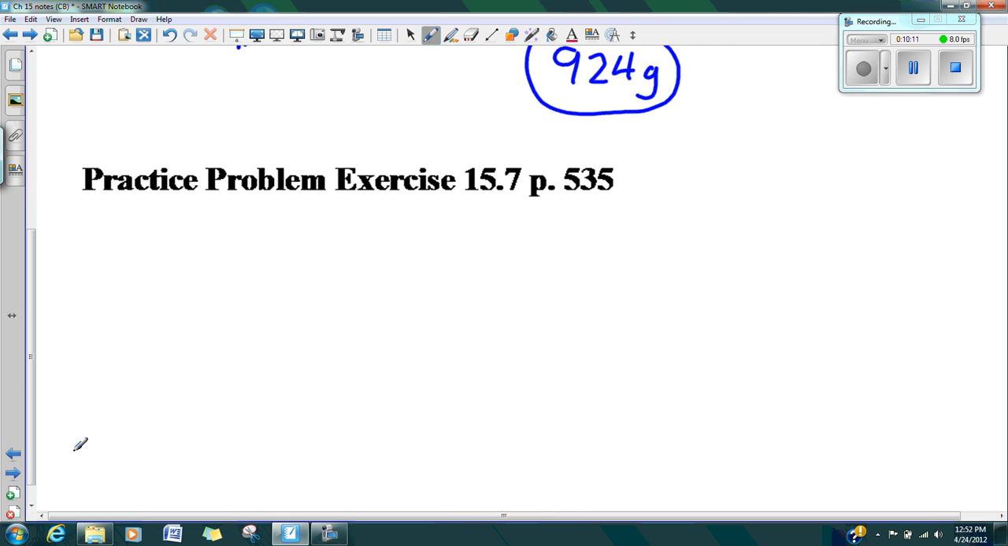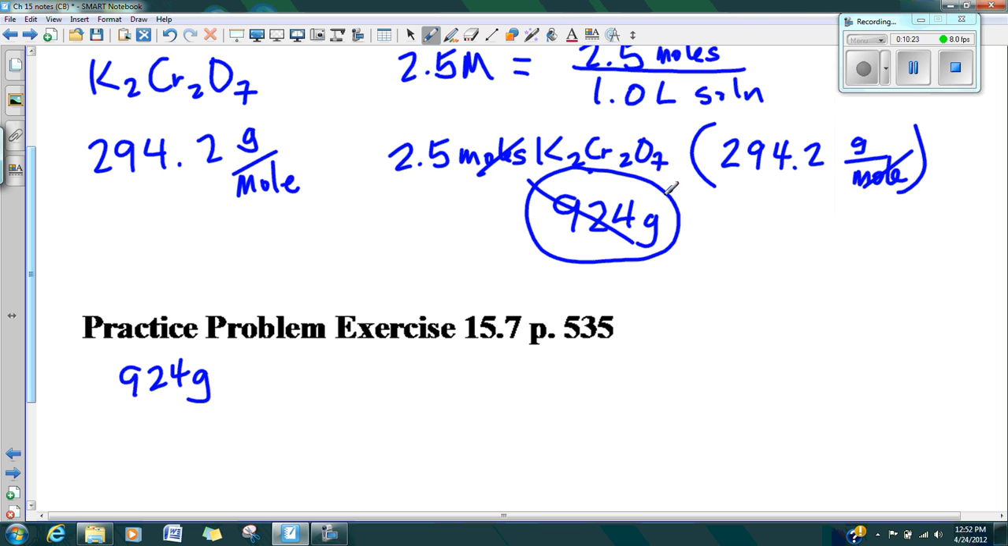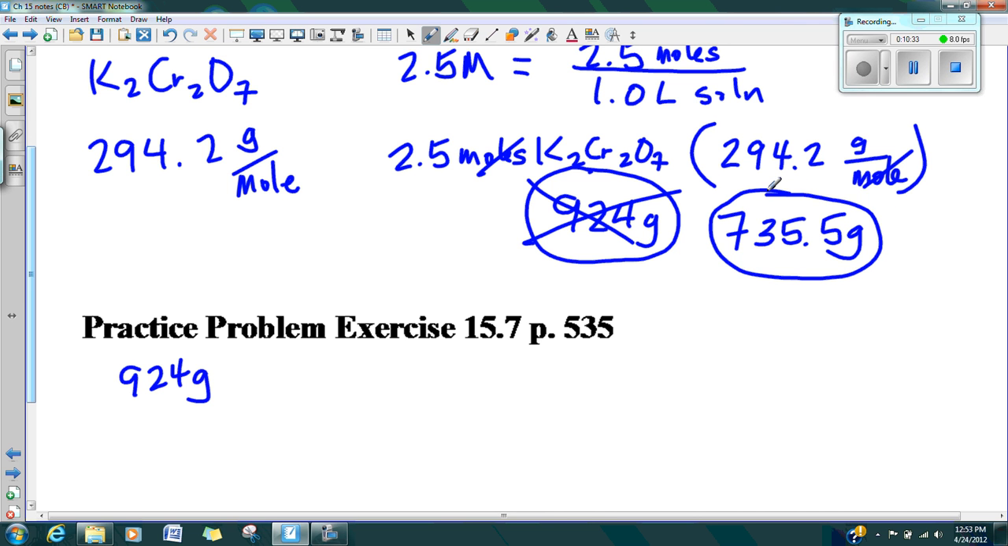All right, so here's your practice problem here. And, oh shoot, I gave you the answer for the practice problem. I'm sorry. This is 924 grams. So if you figure that out and you get 924, you've done it correctly. This is what I get for trying to do it too quickly. When you multiply this out, you get 735.5 grams of the potassium dichromate. Excuse me for that mistake. So go ahead and see if you can do this practice problem on formalin, 924 grams.